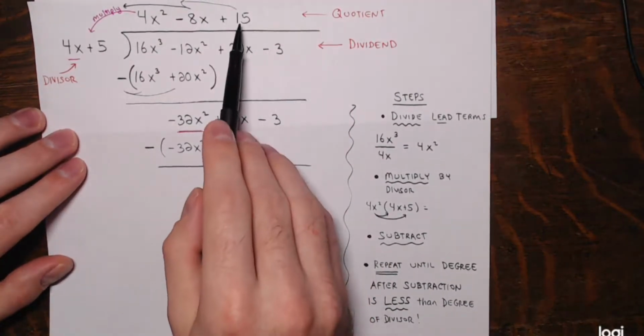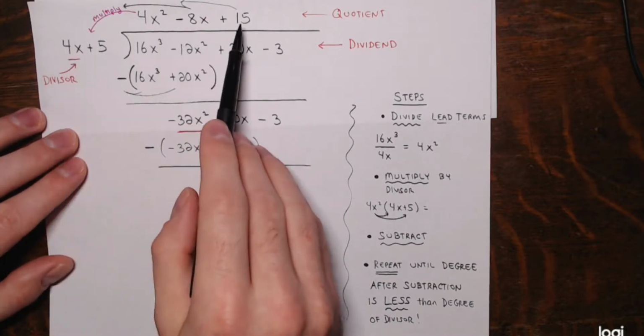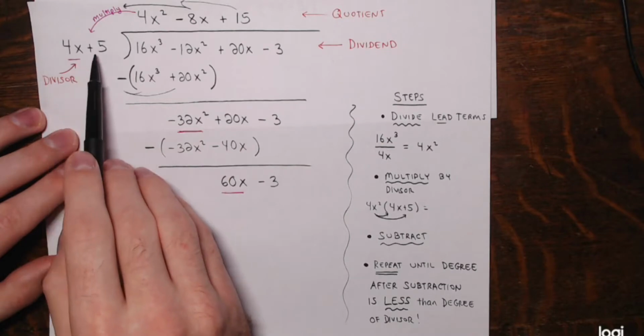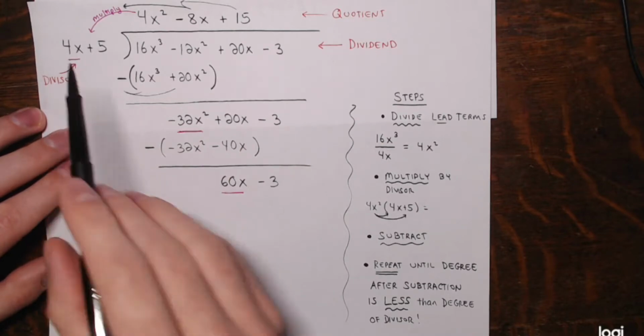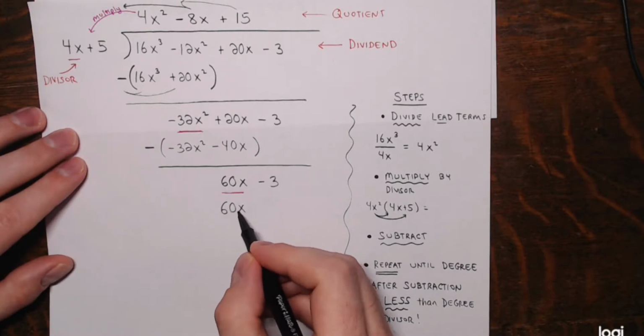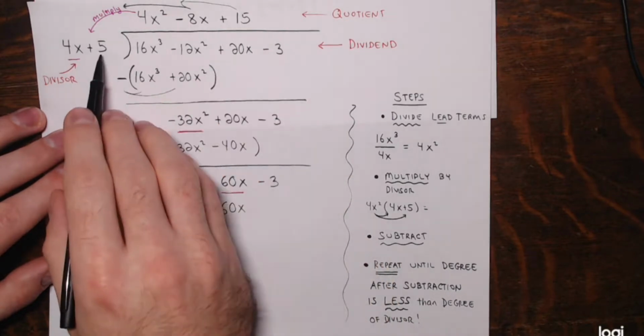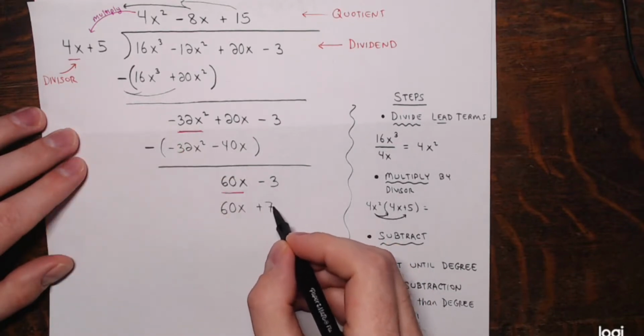Take 15, multiply it by the divisor. 15 times 4x plus 5. Do each term. 15 times 4x is 60x, and 15 times 5 is 75, positive 75. Okay.